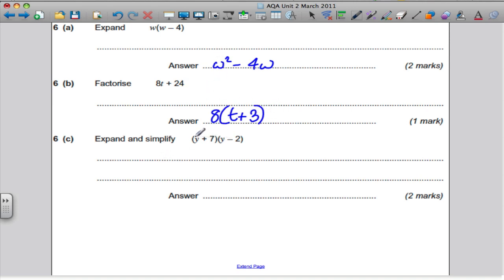Expand and simplify the following. Y times y is y squared. Y times negative 2 is negative 2y. 7 times y is plus 7y. And 7 times negative 2 is minus 14. Tidy it up. Negative 2y plus 7y is plus 5y. So this simplifies to y squared plus 5y minus 14.